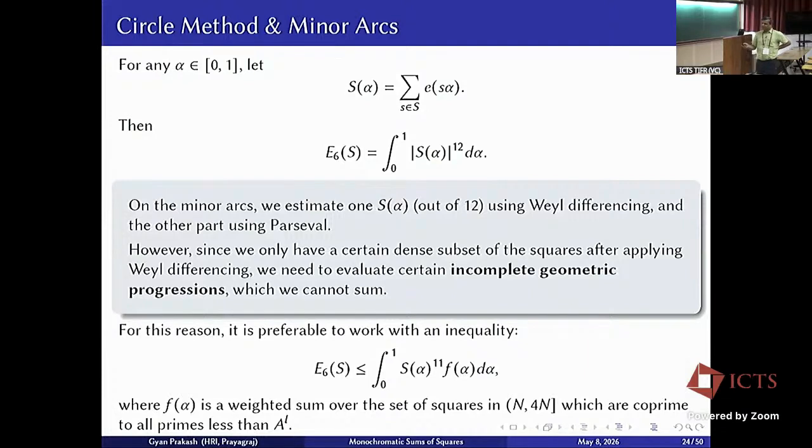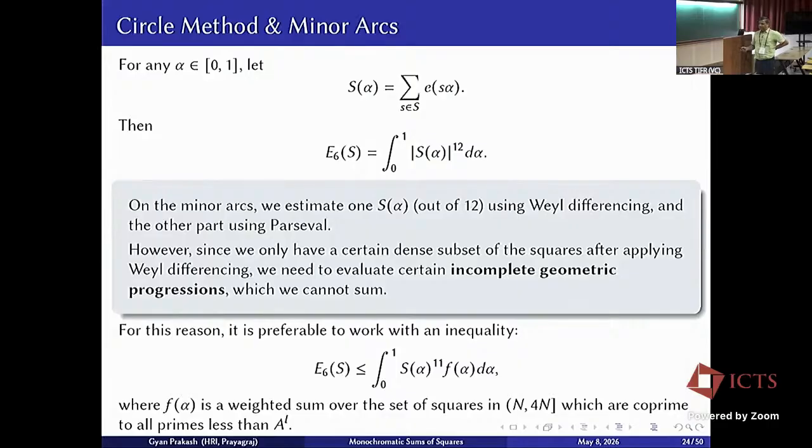Okay. Yeah, as Olivier correctly mentioned, it will be S alpha to the power 6 and S minus alpha to the power 5 into F alpha. Okay. So in any case, in these things, all the sums were summing over this dense subset of squares. In these things, 11 of them will be summing over the set of your given set, and one particular sum will be varying over the entire set of squares.